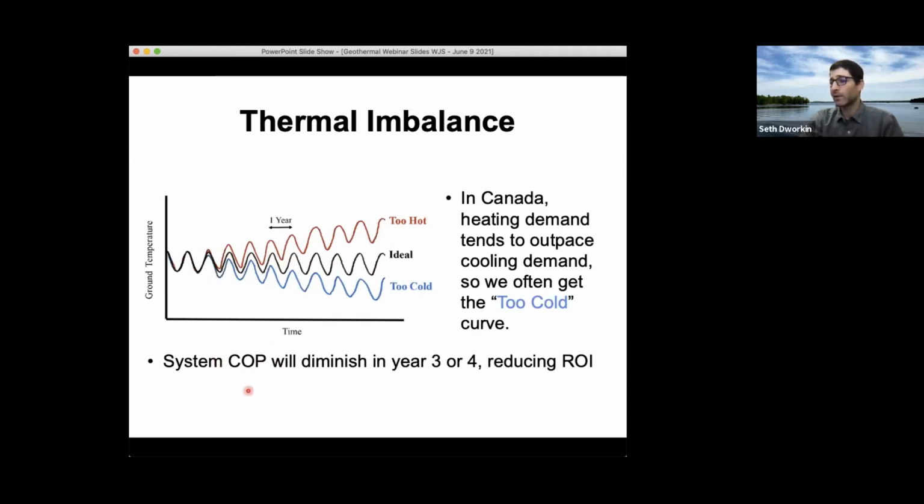System COP. COP is coefficient of performance. It's a way we measure efficiency of these systems. It will diminish, usually in around year 3 or 4 in the too cold or too hot case, reducing return on investment. And many geothermal systems have had that happen.